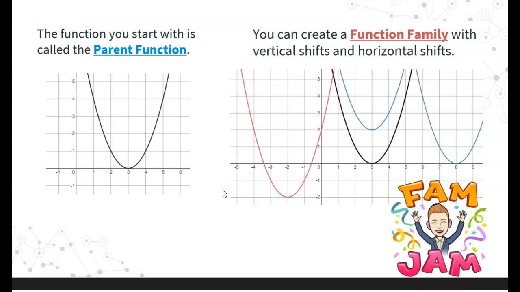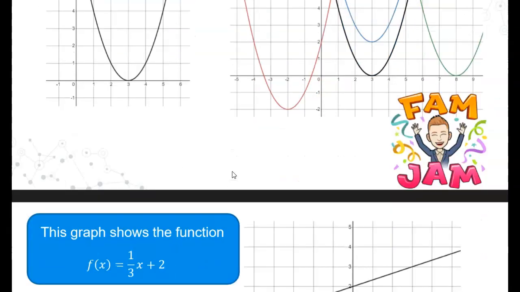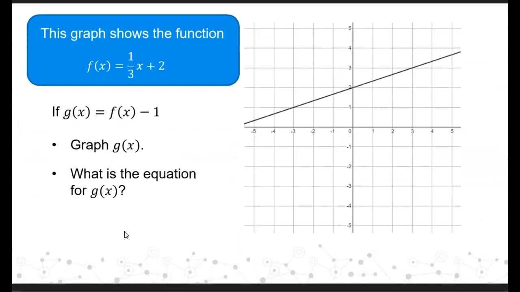So let's look at a couple of examples of shifting a function vertically. This graph shows the function f of x equals 1/3 x plus 2. Let's see if that's accurate. We start here, find the slope, we go up 1, right 3, our slope is rise over run. So there's our slope, 1/3. And then our y-intercept is here at 2. So there's our y-intercept. So yes, indeed, this is the graph of that function.